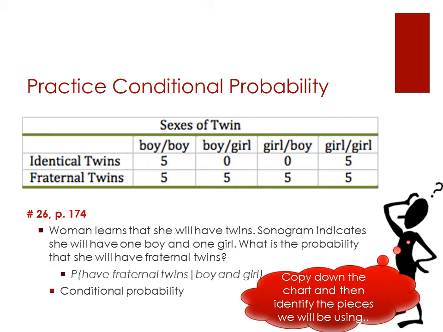So we're solving for the probability, as I've specified here, of having fraternal twins, given that the gender of the children is a boy and a girl. So pause the video, copy this chart down, and then mark it up exactly the way we've done in the other practice problems to identify the key pieces that you're going to need to use. And then once you have that, turn the video back on and move to the next page, and we'll check it together.